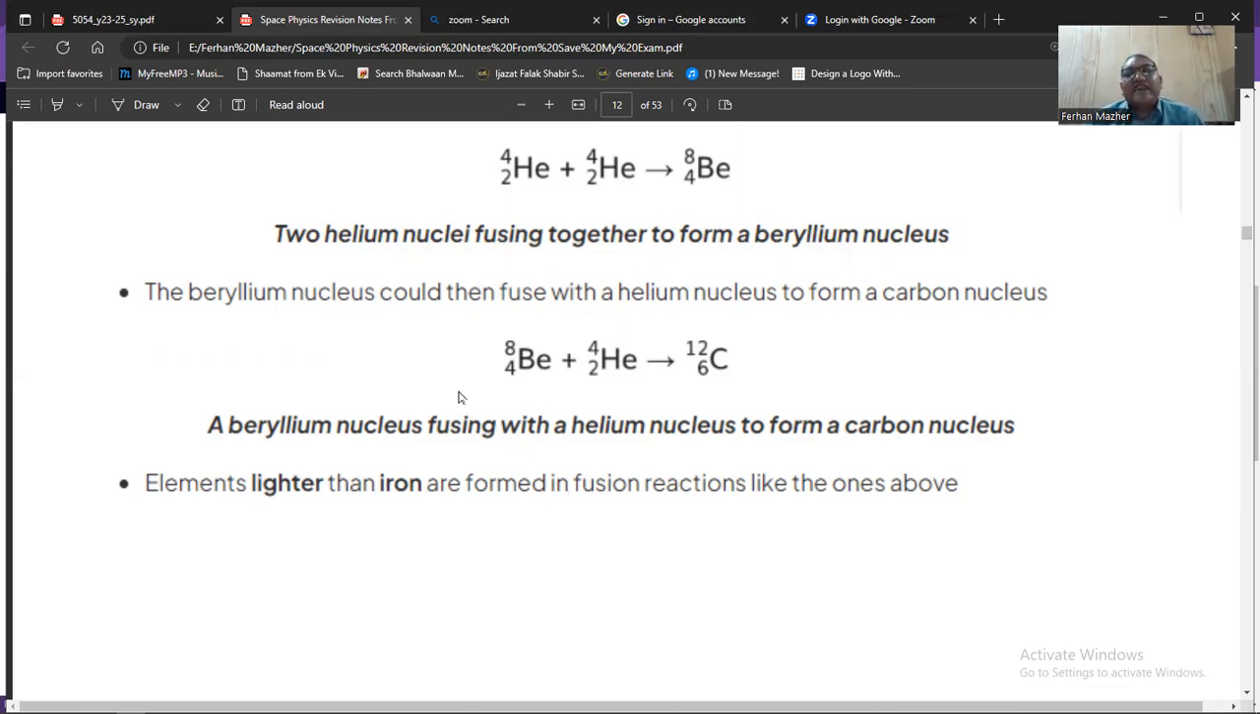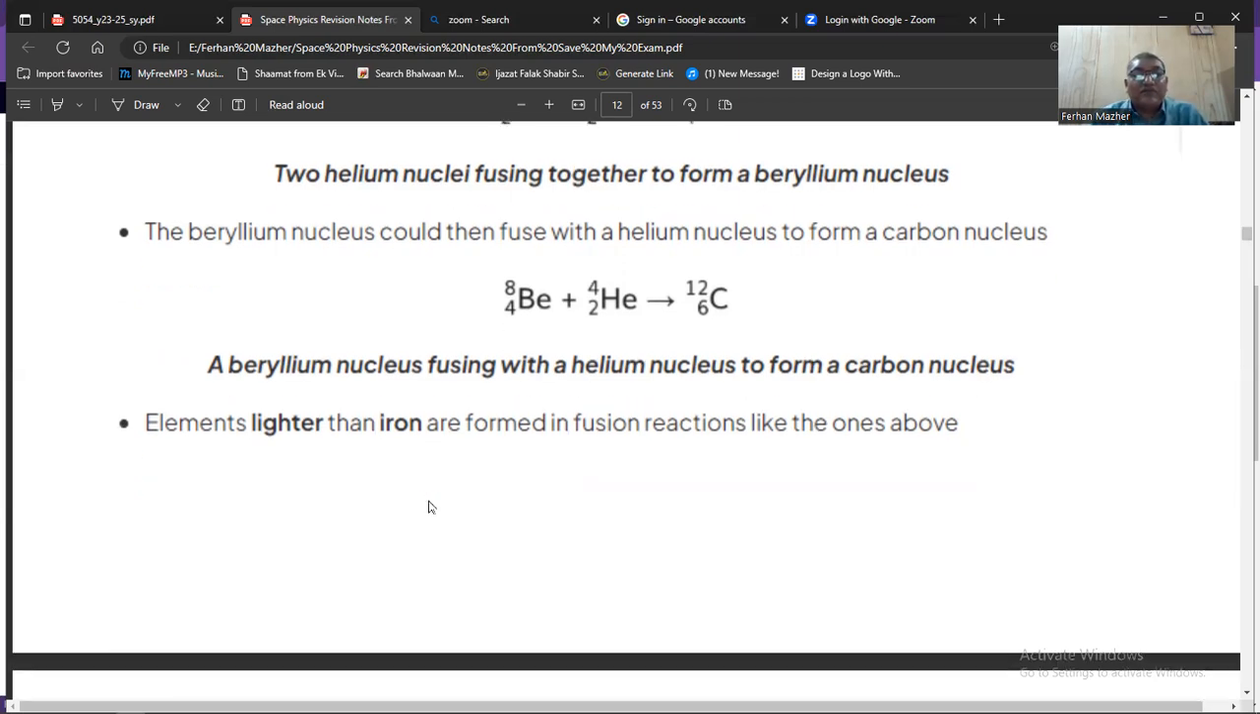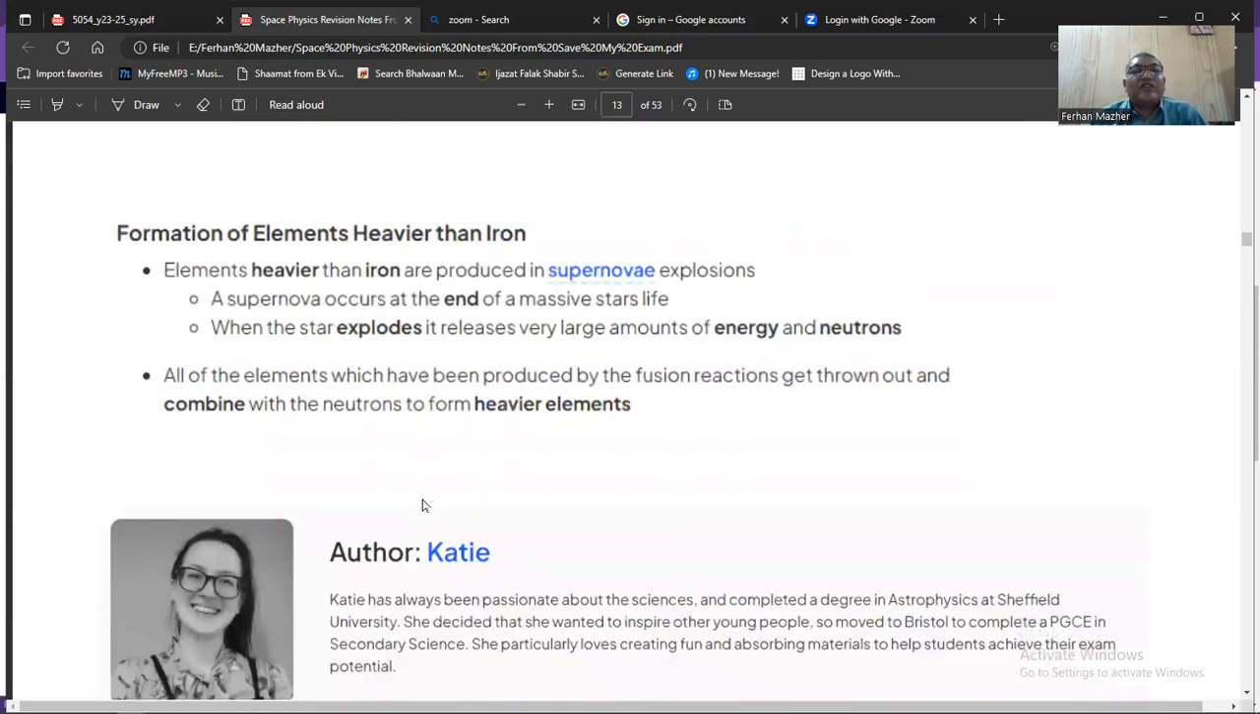Elements lighter than iron are formed in fusion reactions like the ones above. So I hope you understand. The formation of elements heavier than iron. Elements heavier than iron are produced in supernova explosions. A supernova occurs at the end of a massive star's life, when a star is dying. So a supernova takes place. So the heavier elements, which are heavier than iron, are produced in supernova explosions.